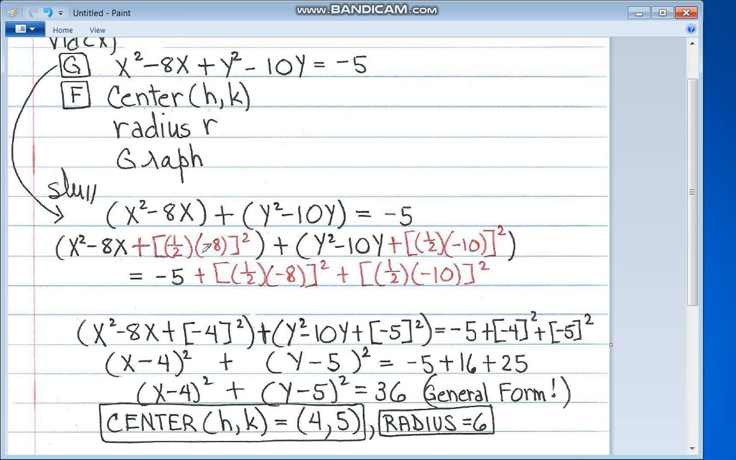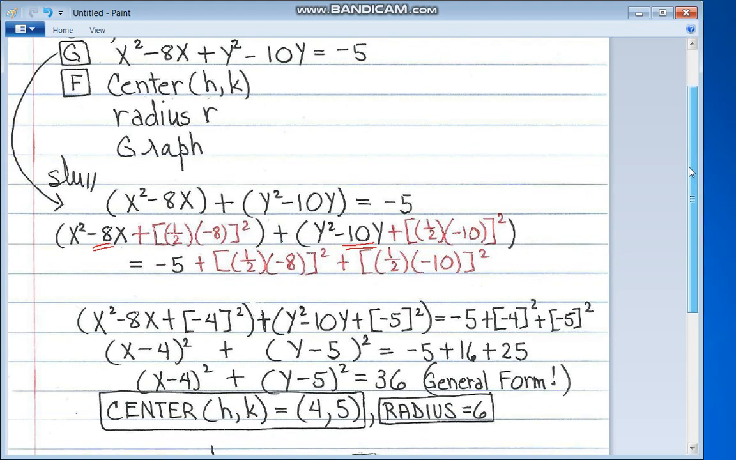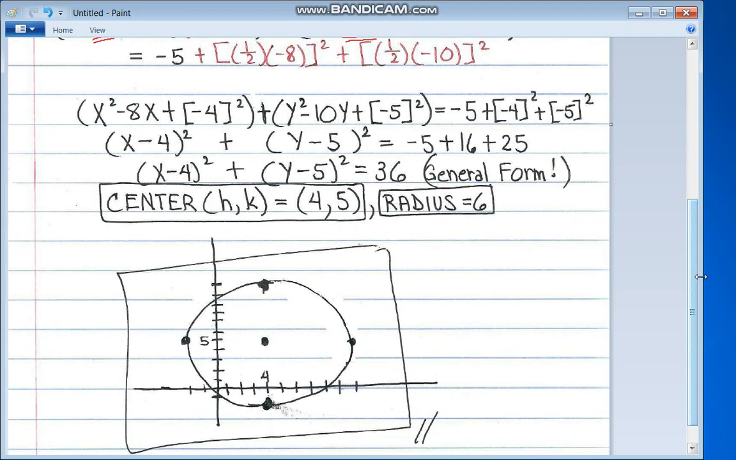So you see we add that inside the first parenthesis, inside the second parenthesis, and then we do the same thing to the other side of the equal sign. So this -8 came from here. It is the coefficient of x to the first. And this -10 came from here. It is the coefficient of y to the first. So we added the bracket squared inside of each of the parentheses, and we also added it on the other side. And by the way, had there been a number in front of the squared terms, we would have had to factor it out first and eliminate it by dividing both sides by the number. We didn't have to do that.